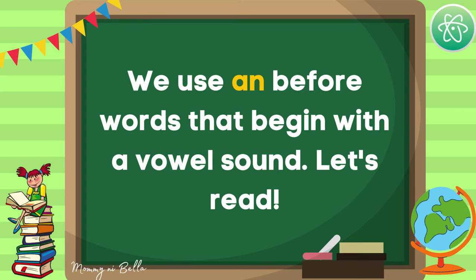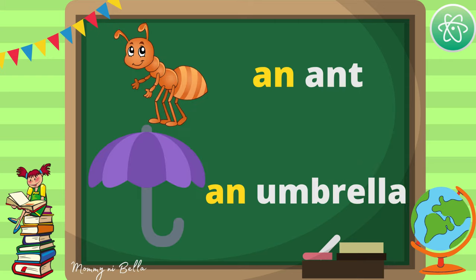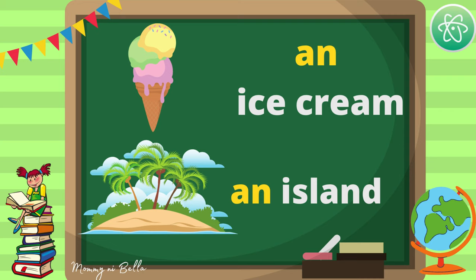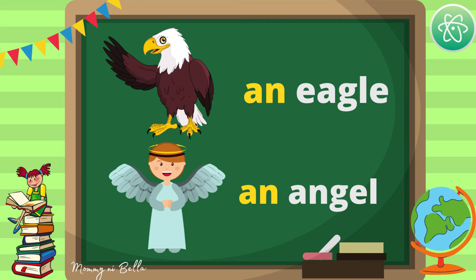We use AN before words that begin with a vowel sound. Let's read. An ant. An umbrella. An ice cream. An island. An eagle. An angel.